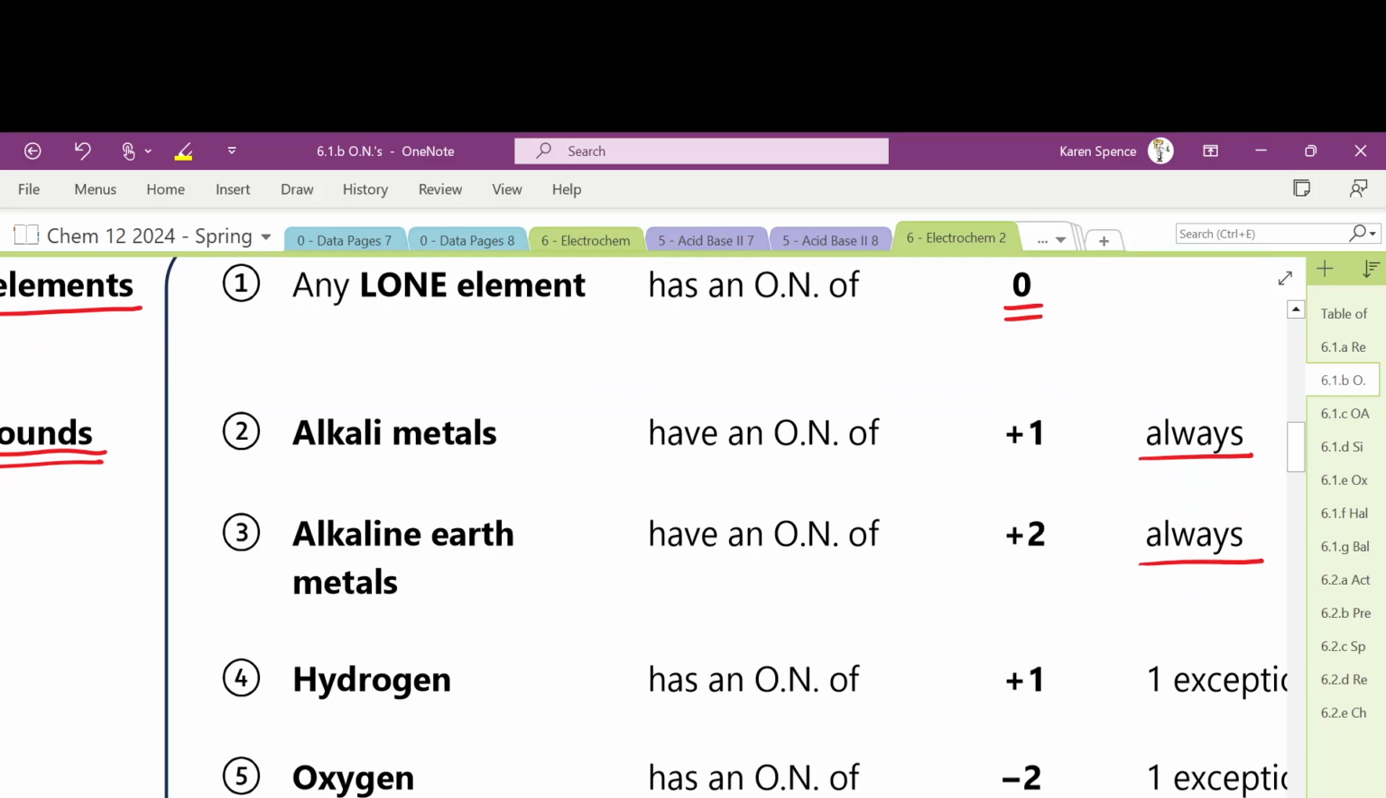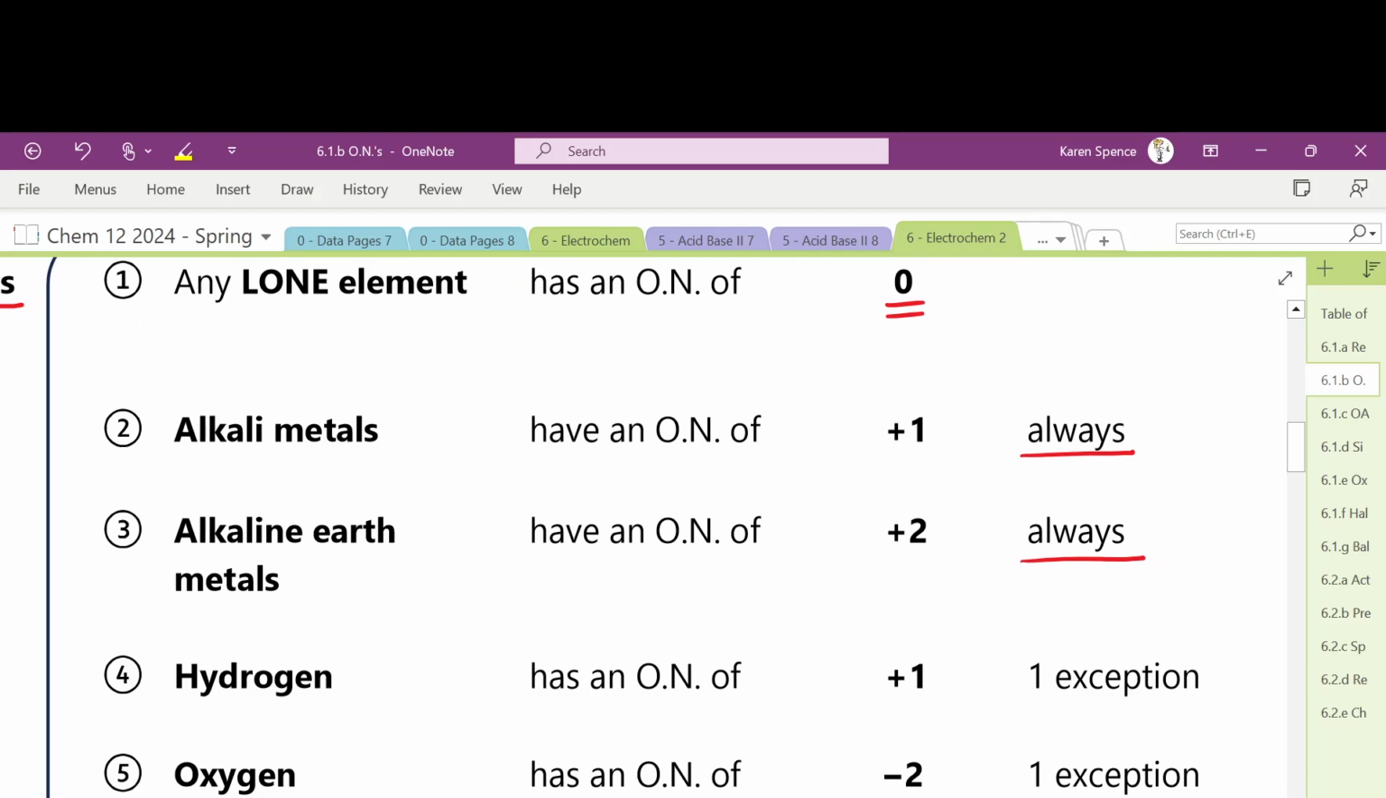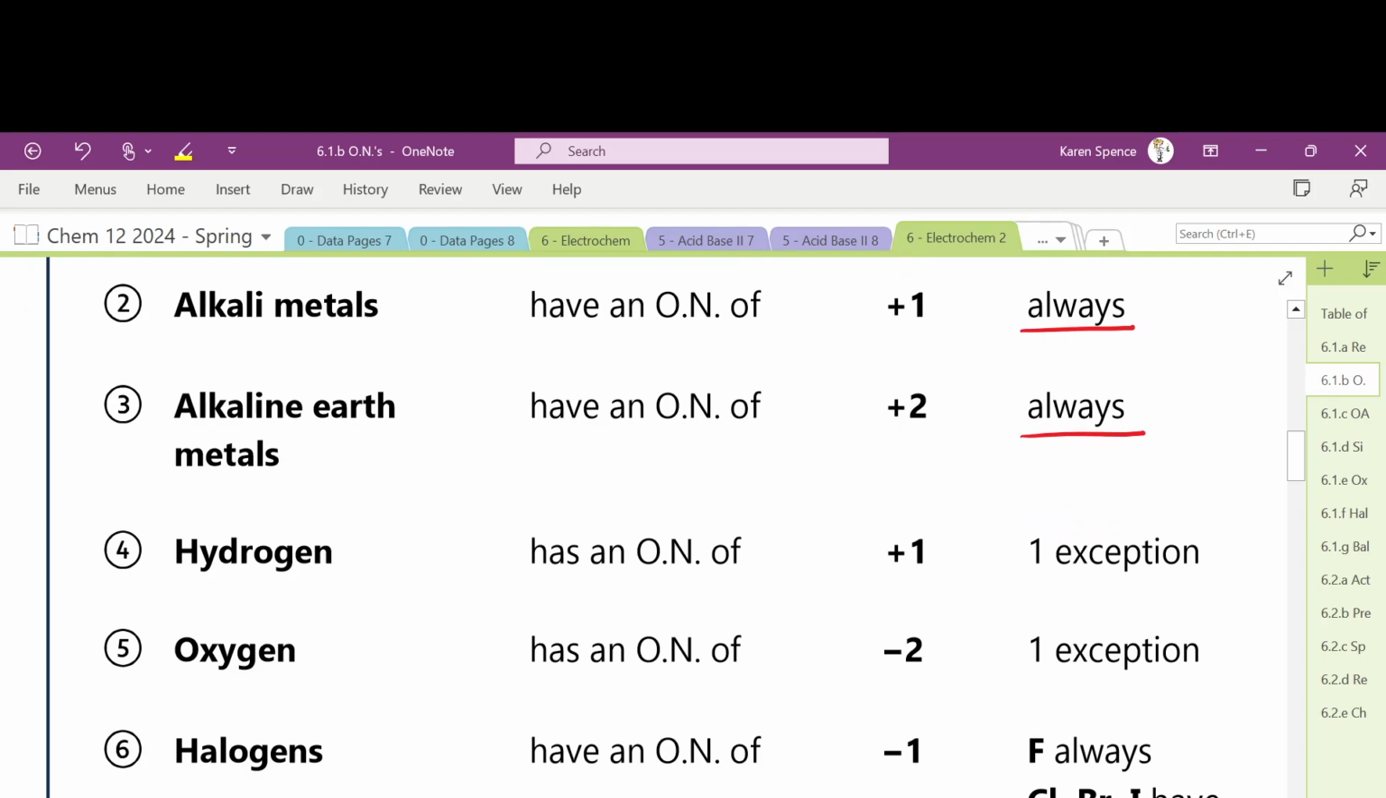Hydrogen has an oxidation number of +1. There's one exception, which we'll come to in a moment. Oxygen has an oxidation number of -2. Does this make sense to you? Hydrogen ions are +1. Oxide ions are -2. So they're nothing new and different, right? Oxygen also has one exception. And what is the charge that you would find in a halogen? Halogens are always -1. Now, fluorine will always be -1. Chlorine, bromine, and iodine have many exceptions, but those are fairly rare.